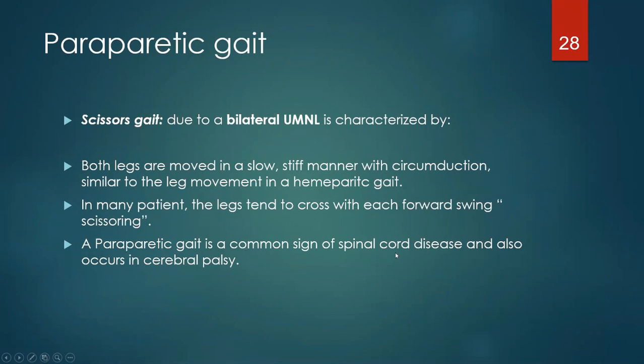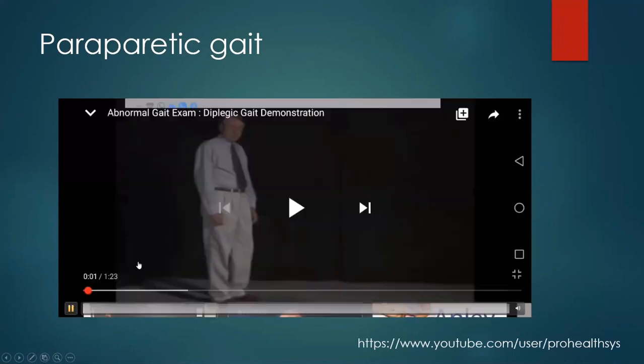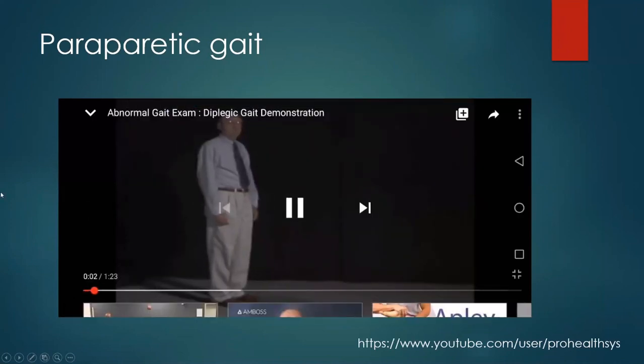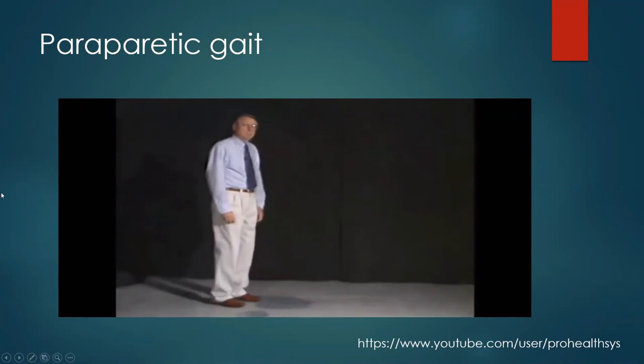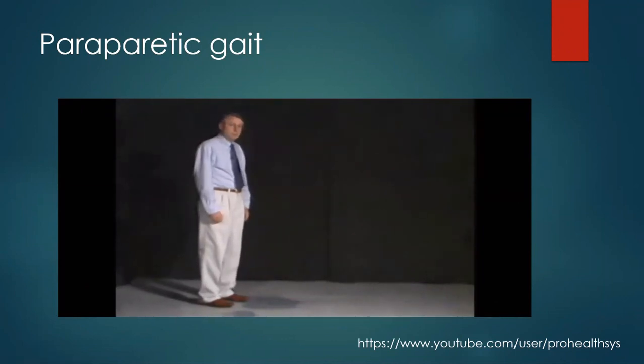It's a common sign of spinal cord disease and also seen in cerebral palsy. Most commonly, we see it in patients with cerebral palsy, paraplegic cerebral palsy. This is the video. It is the spastic diplegic gait. In this particular gait, both lower extremities are affected, and the lower extremities are affected more than the upper extremities.